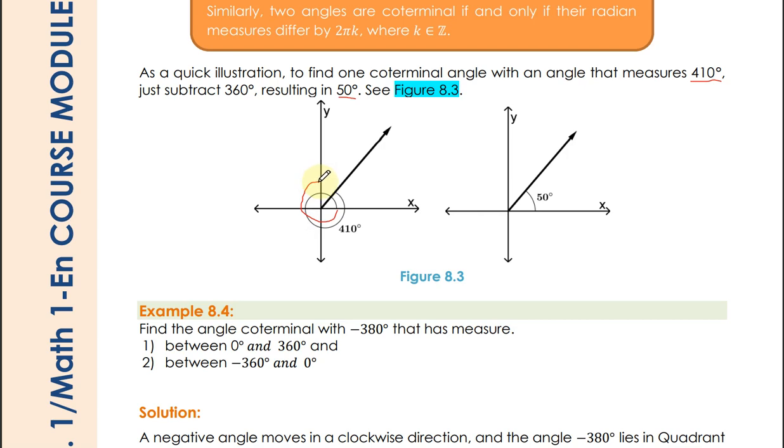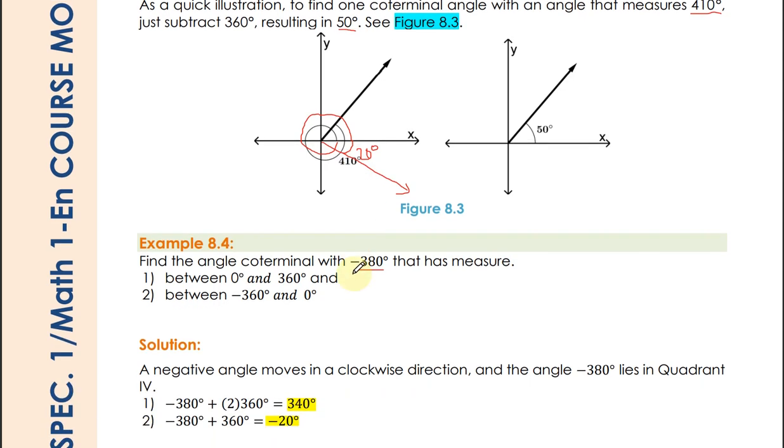This is negative 360. So how much is left? Since it is 380, there is an excess of negative 20 degrees. So the arrow goes this way. Okay? So this is 20 degrees.